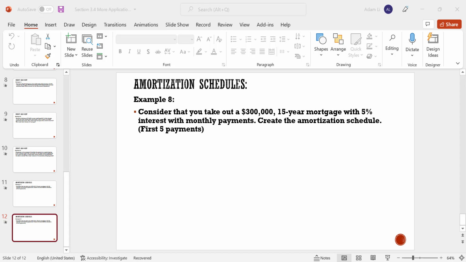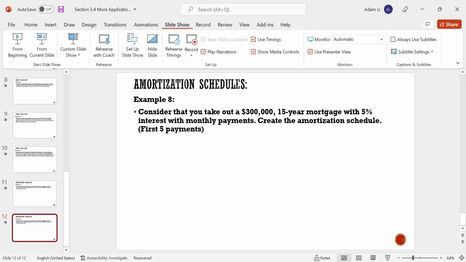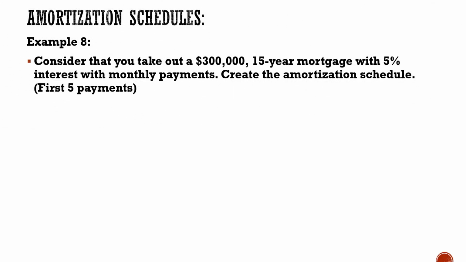Okay, let's continue where we left off. Now we're going to talk about section 3.4. Look at more applications on annuities. So first one, let's go review on the annuity formulas.